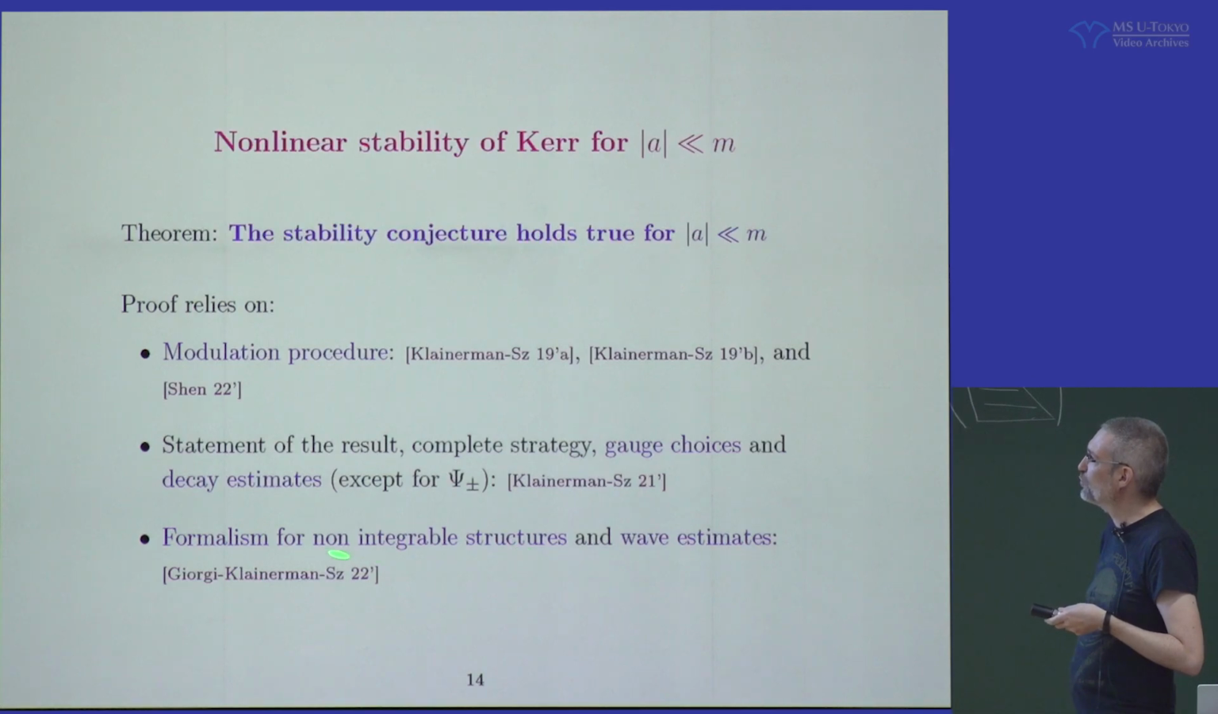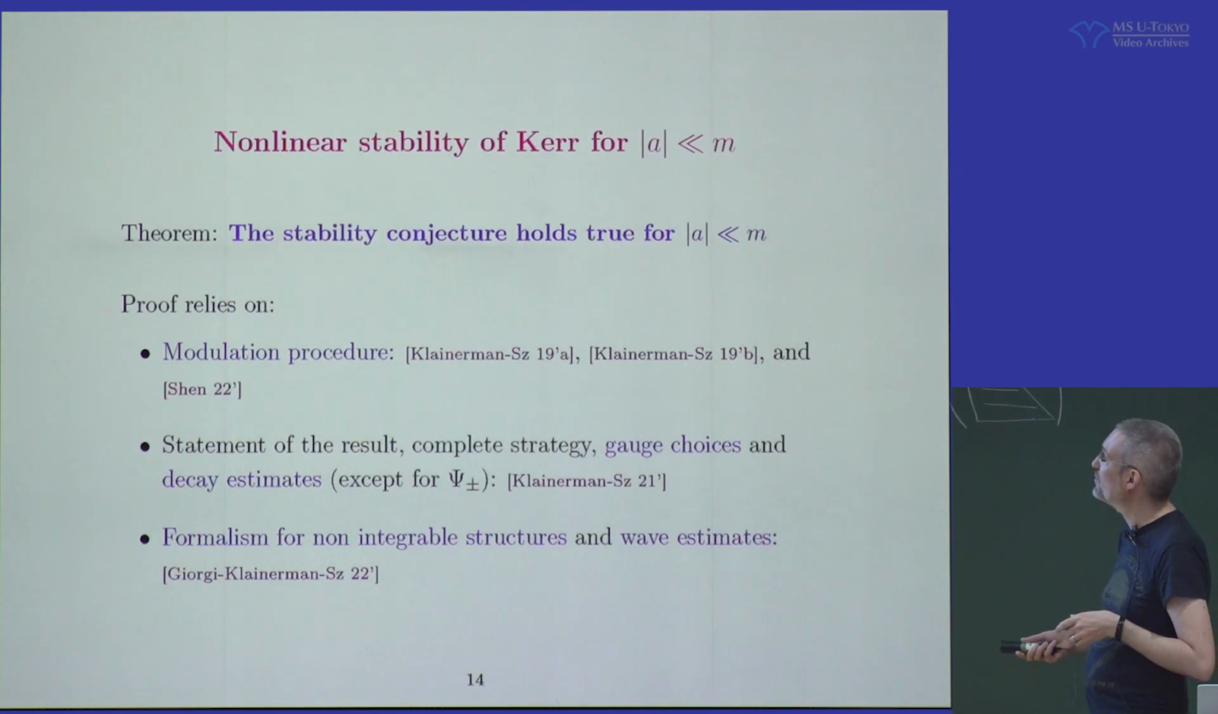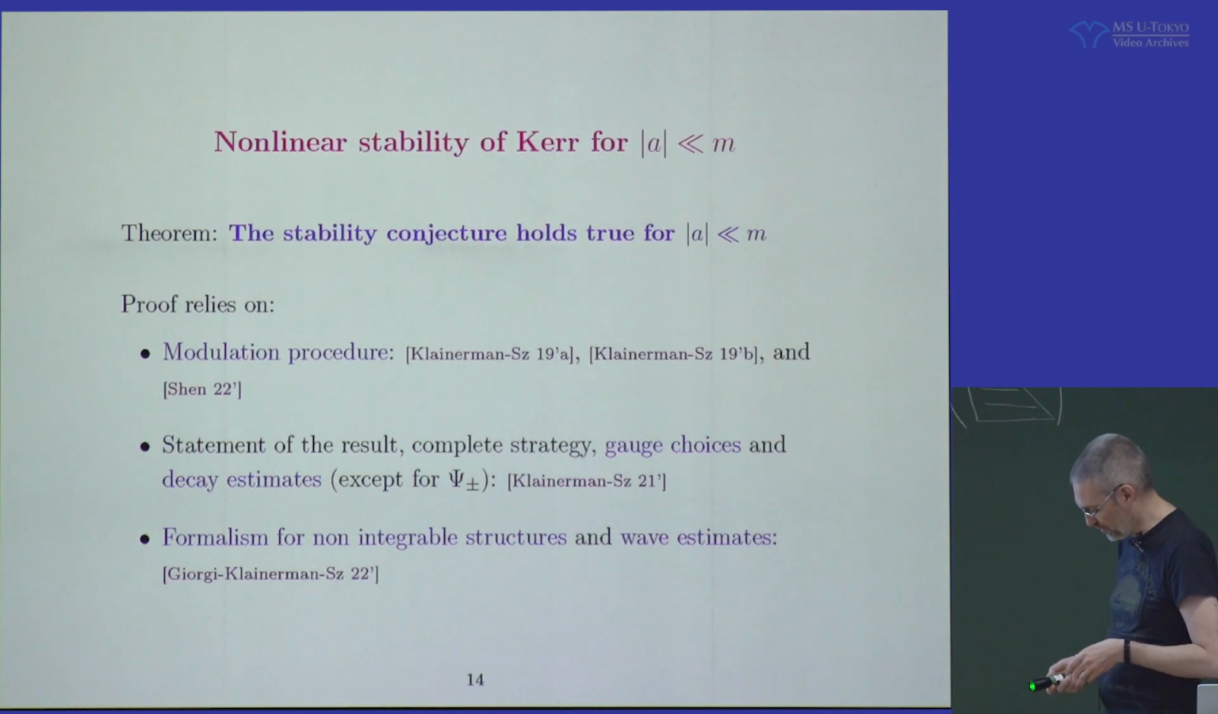So here there are two things that we do. First, I did not mention it so far, but you have to deal, I hope to have the time later to explain why you have to deal in this problem with non-integrable structures, in other words, non-integrable in the sense of Frobenius. So here, because this had not been done so far in the field, we have to derive a formalism for these non-integrable structures. And finally, this is the work where we deal with all the wave estimates, and in particular the decay of the Teukolsky scalars psi plus and psi minus.